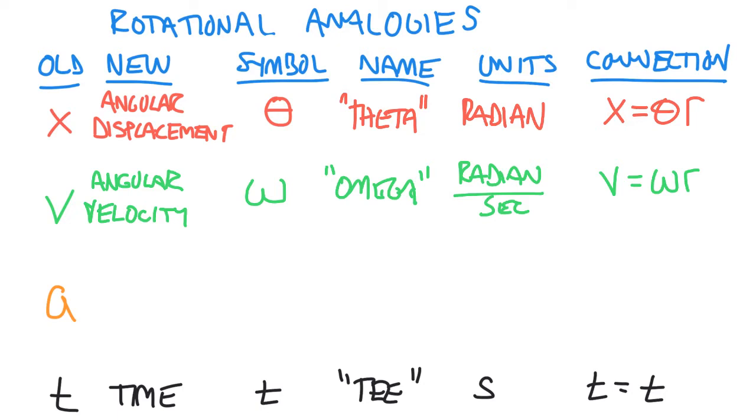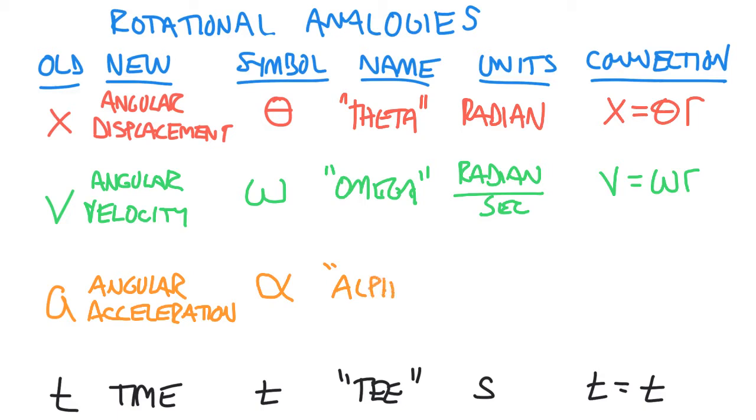And our new quantity for acceleration, you may be able to guess this, is angular acceleration. And our symbol is going to be the Greek letter alpha. And again, just like we did with radians and radians per second, the angular acceleration is going to be radians per second squared. And following our connection pattern, the acceleration of an object is going to be alpha times the radius.